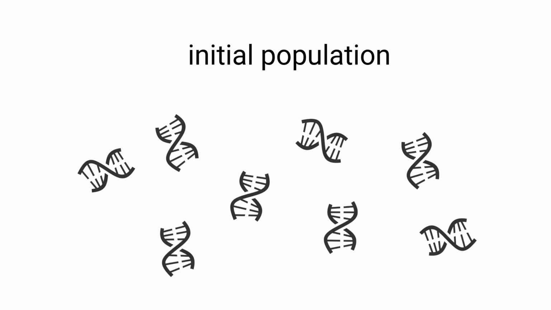The initial population is a set of randomly generated genomes that serve as the starting point of a genetic algorithm. Each individual in this population is a potential solution to the problem. Diversity in the initial population is important because it increases the chance of the algorithm finding an optimal solution.